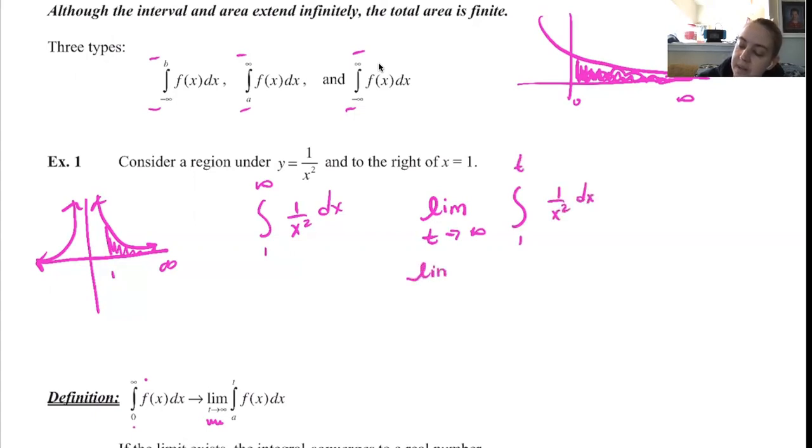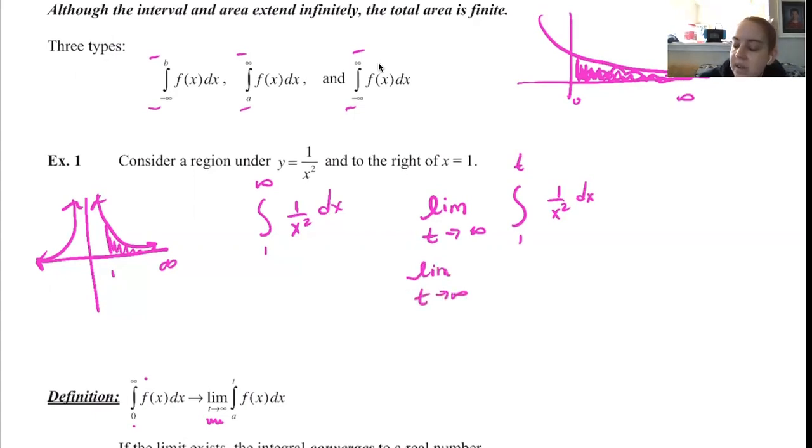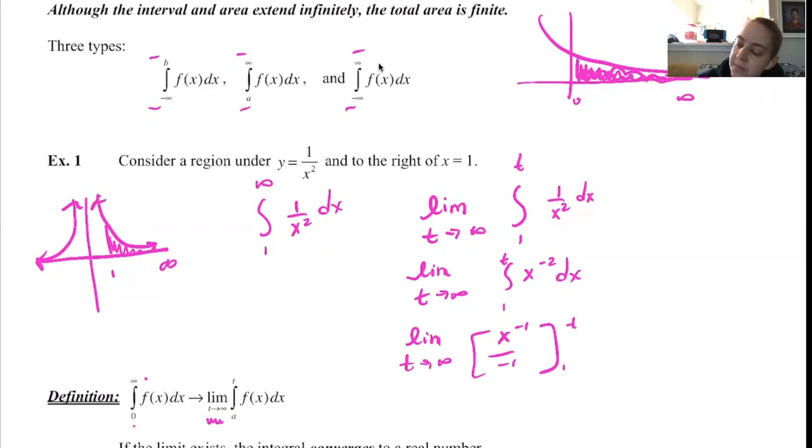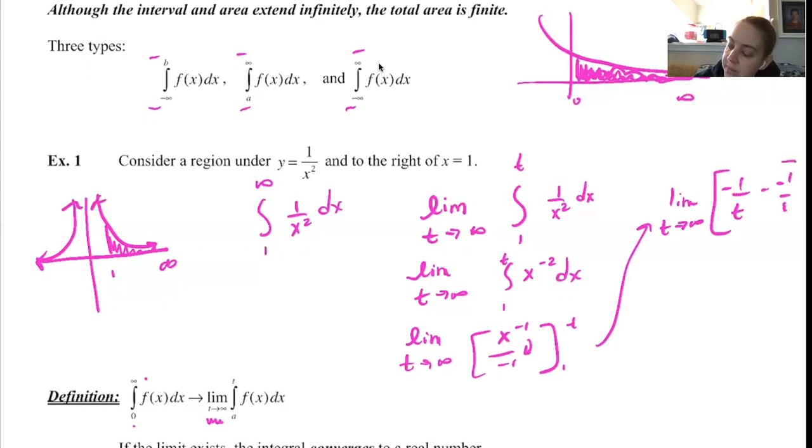So this would be the limit as t approaches infinity. 1 over x squared, I can't integrate it the way that it's written, but I can bring that to the top, x to the negative 2 dx between 1 and t. We add 1 to that exponent, which is negative 1, divide by negative 1 between 1 and t. So this is the limit as t approaches infinity of negative 1 over t. I'm going to bring this back down to the bottom, minus negative 1 over 1.